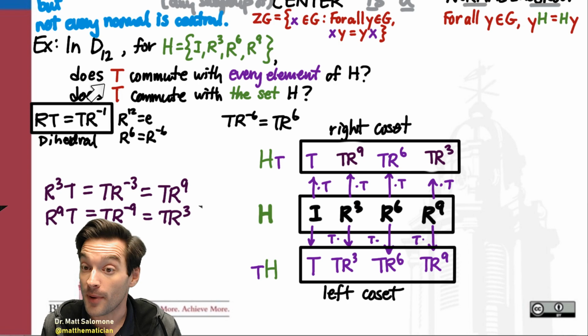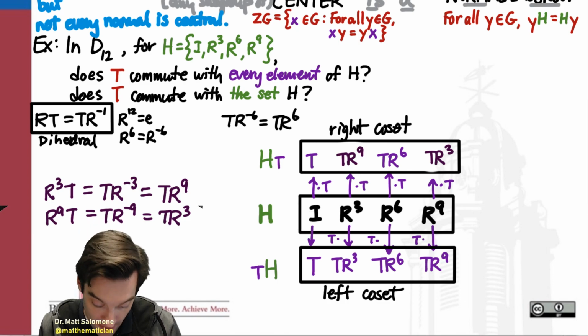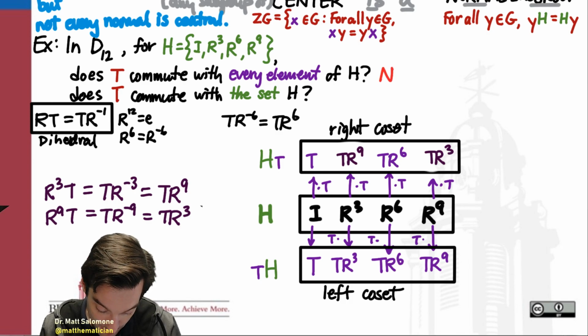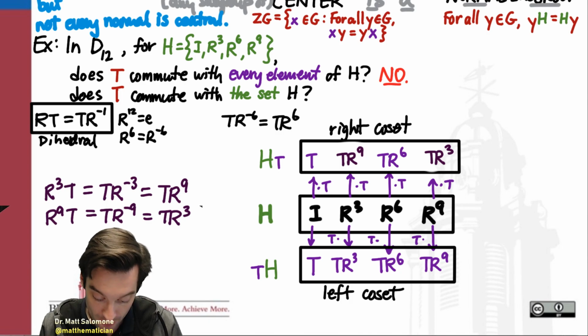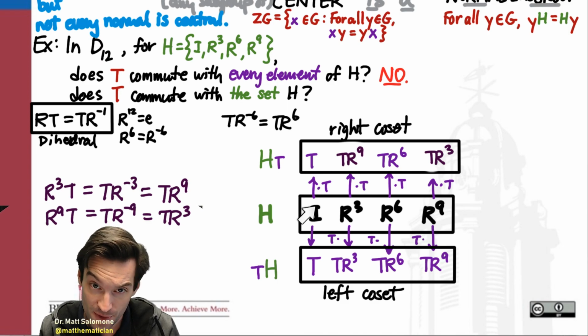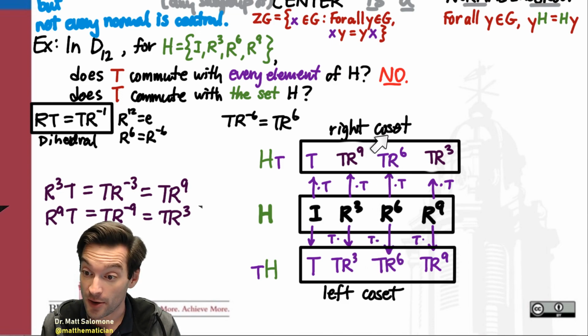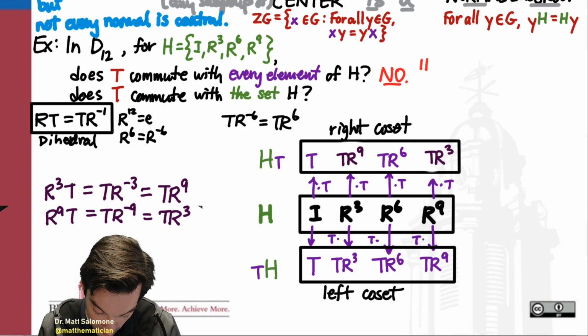So let's revisit our question. First of all, does T commute with every element of H? And the answer is no. T does not commute with every element of H. It in fact commutes with 2 of them, but it doesn't commute with the other 2. So notice T commutes with I, the identity. After all, the identity commutes with everything because it's a 2-sided identity. So I times T gives me the same element as T times I. T also commutes with R to the 6th. T times R to the 6th gives me the same element of the dihedral group as R to the 6th times T.